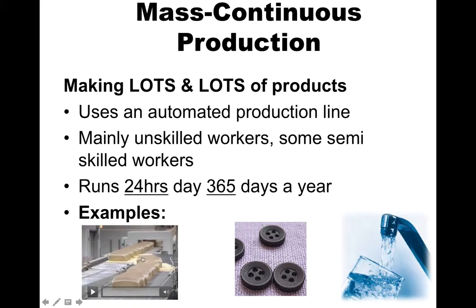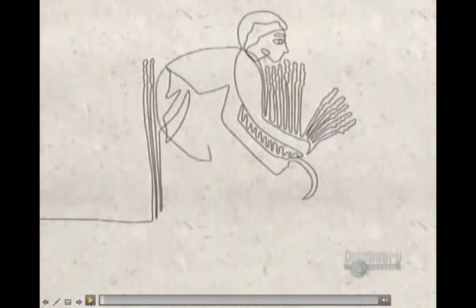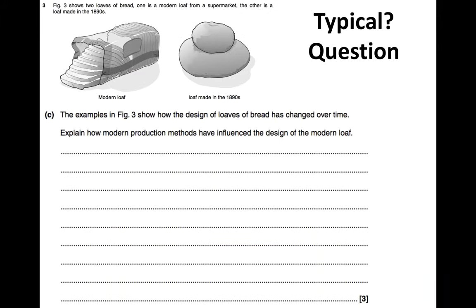And here are some examples of products made from mass or continuous production. Buttons, water, zips, nuts, bolts. You saw at the start of the video things like toothpaste. These are basically factories that are set up to just make the same thing over and over again.